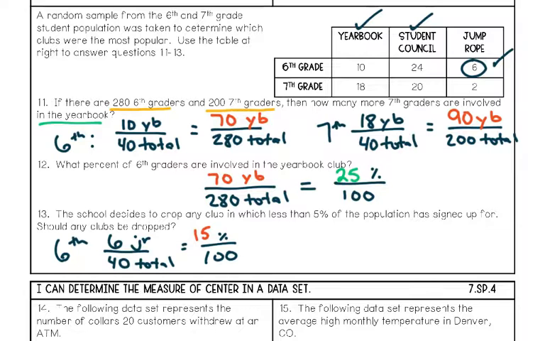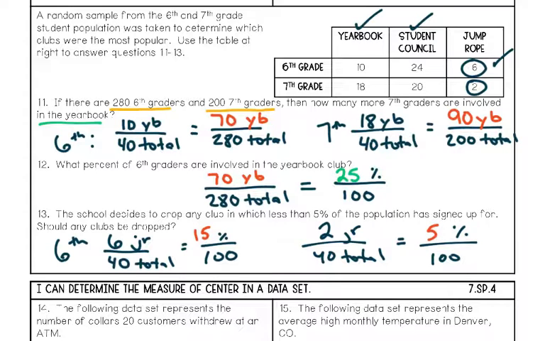So now I'm going to look at the other smallest club, which is the seventh grade jump rope club, and I'm going to look at that sample of the population. So 2 of the jump ropers out of the 40 people surveyed total. Just like before, I'm going to set up my percent proportion. Percent is always out of 100. So I've got an unknown percent out of 100. And now I'm going to cross multiply to solve. 2 times 100 divided by 40 is 5%.